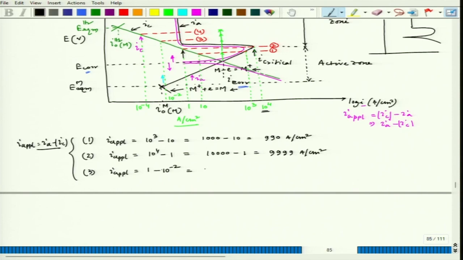So now if I do that, then 1 minus 0.01, so the value would become 1 ampere per centimeter square. And then point number 4, if I go, I applied would be 1 minus 10 to the power minus 4. So this minus this, I am just giving all those locations so that it becomes clear to you. So that way we have gone ahead and found out those values. So this would be 1 minus 0.0001. So this is almost 1.